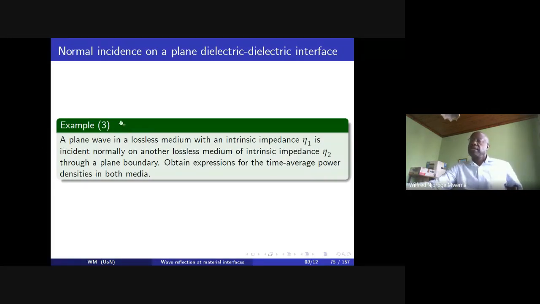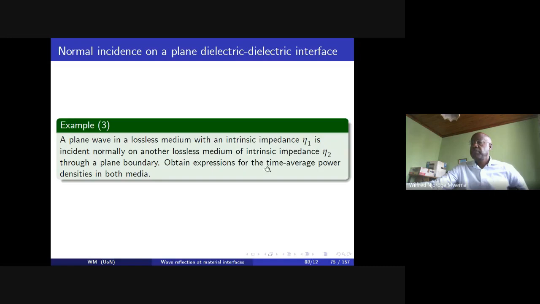Now we look at a third example for normal incidence at a plane dielectric interface, and say the following. A plane wave in a lossless medium with an intrinsic impedance eta1 is incident normally on another lossless medium of intrinsic impedance eta2 through a plane boundary.